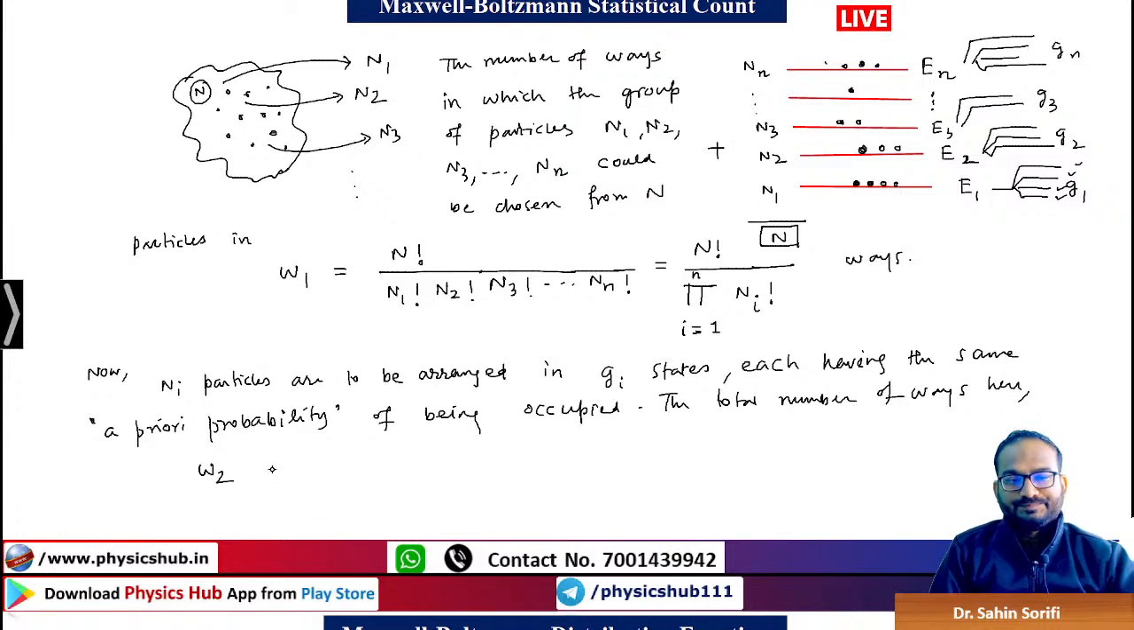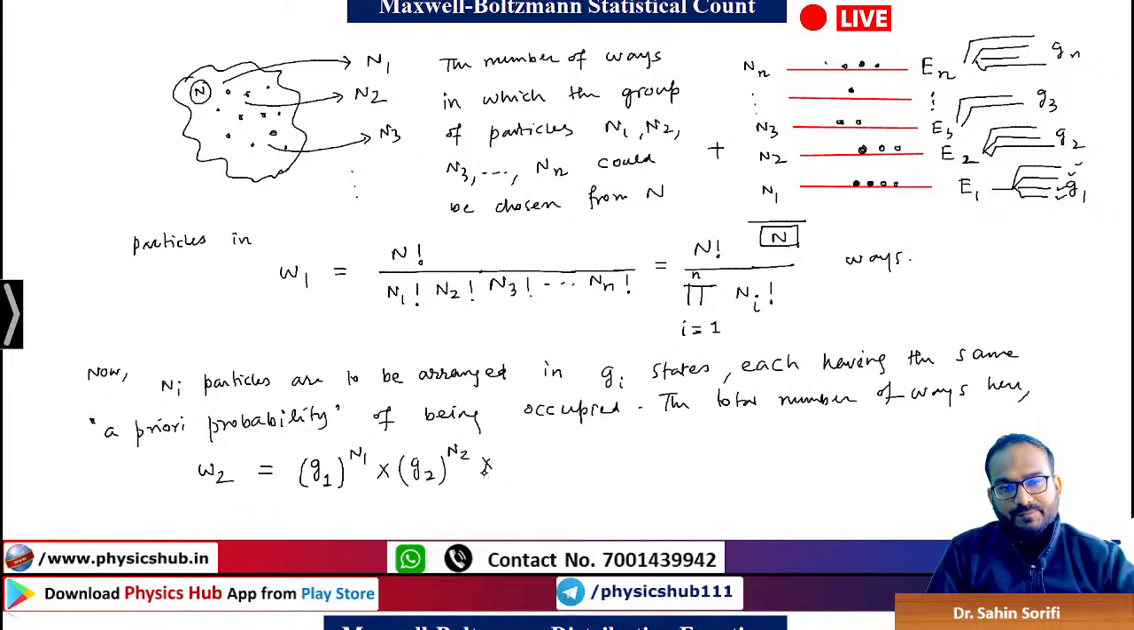So what will be W2? W2 will be equal to, if you consider, let's say G1 number of states and N1 number of particles that need to be arranged, the total number of ways in which it can be done is G1 to the power N1. Similarly G2 to the power N2, G3 to the power N3, G4 to the power N4, and Gn to the power Nn. We can again write it in the form of the product, i equals 1 to n, Gi to the power Ni.